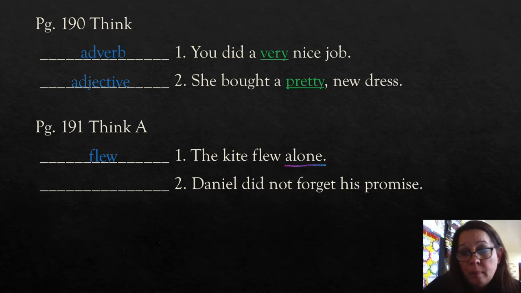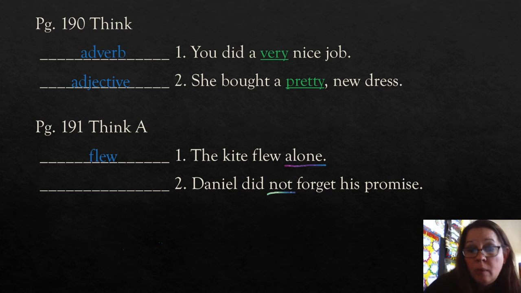So the verb is flew, and you underline the word alone is the adverb that's describing the verb. Number 2, Daniel did not forget his promise. Oh, if we remember our hint from the other page, not is always an adverb. So we're going to underline not. Now, what is not describing, what verb? Do you know? Did forget. Okay? That is your verb.